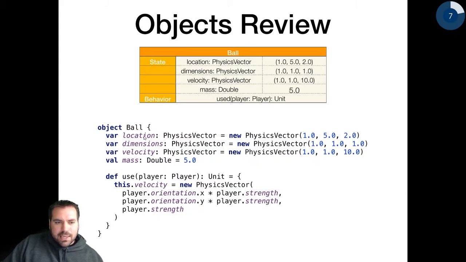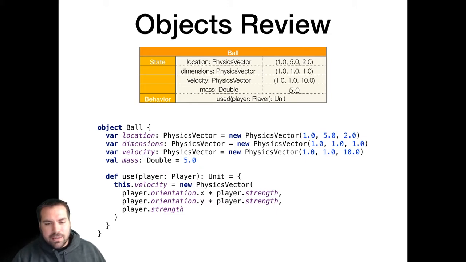The ball object, similar: location, dimensions, and velocity. We don't care about orientation. Ball's orientation, we can just assume is the same as its velocity if we even care about such a thing. And its mass, to determine how much damage it's going to do. And when a player uses this, we're going to take the player's strength and orientation and determine what these values are going to be set to, specifically its velocity. Which direction is it going to face?